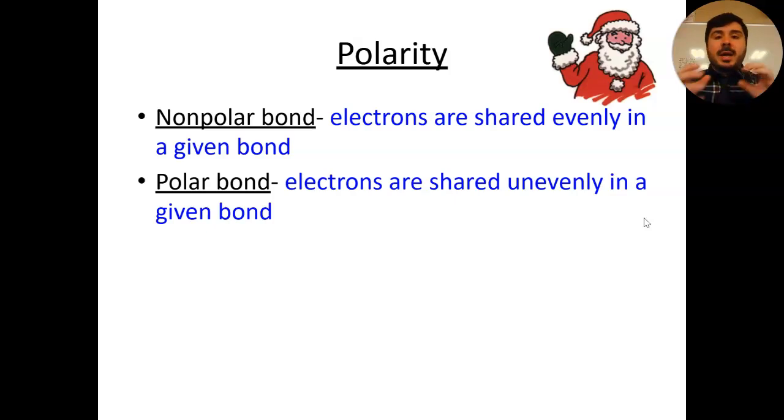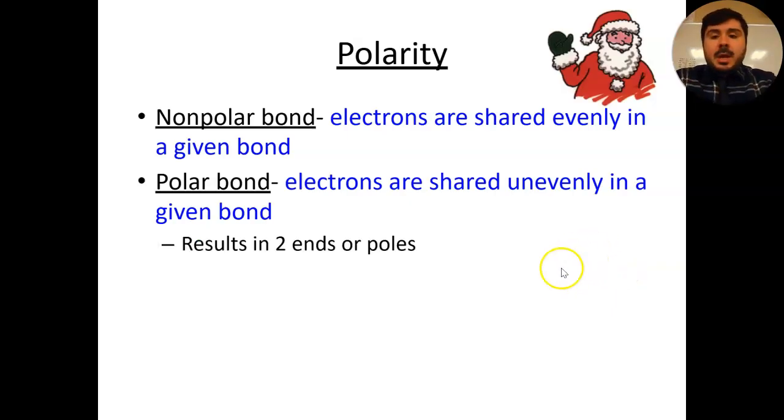So let's say you've got a couple of different scenarios here where maybe you've got some atoms that are sharing things evenly, that's going to be nonpolar. But if those atoms are different and they're sharing things unevenly, it's going to give rise to a polar bond. Well, how the heck do we determine that? How do we determine what atoms are going to be sharing things evenly and what atoms are going to be sharing things unevenly to result in a polar bond? Well, it's pretty easy, okay?